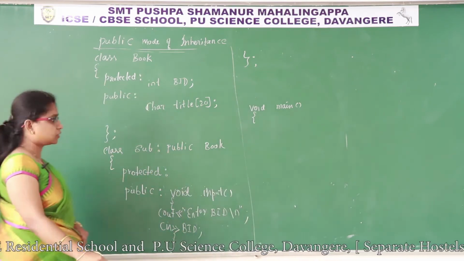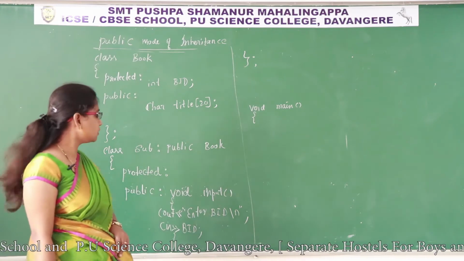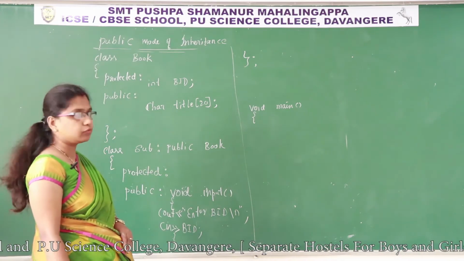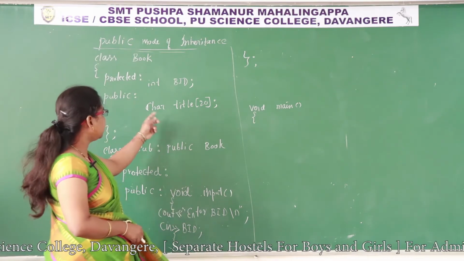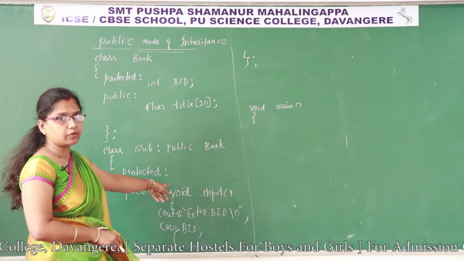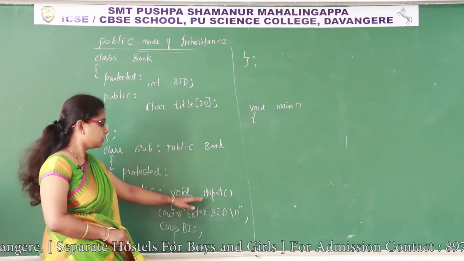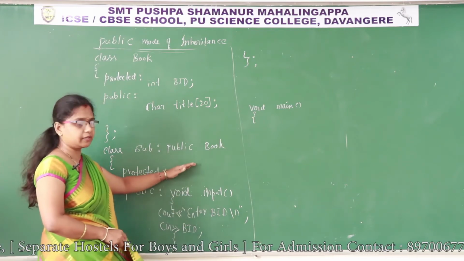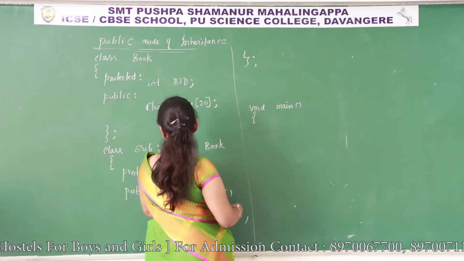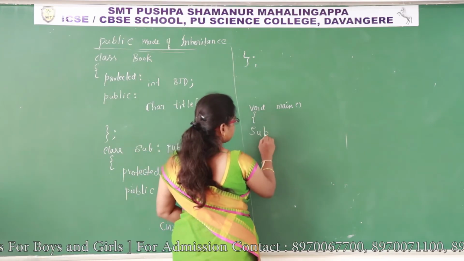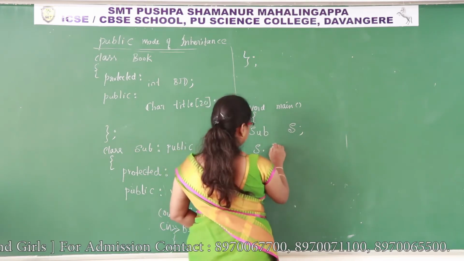Which data do you want to access first? BID, book ID I want to access. To read the value for book ID, we have to call this input function, because book ID has become a protected member of the derived class. To access protected data, I have taken a member function in this class. So the input function can access the protected data. I have to call this function. To which class should we create an object? Class, yes dot input.